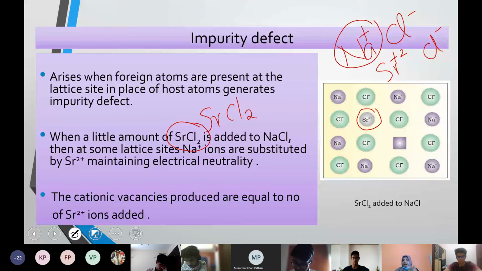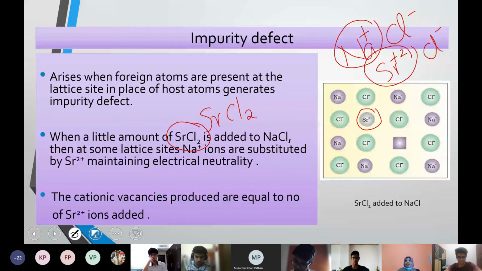That means a foreign atom or an ion is present in the lattice in place of the host atom or ion. Here Na plus is the positive cation that is supposed to be in a crystal of NaCl. In a perfect crystal of sodium chloride, you are supposed to see Na plus ions. But in place of Na plus ion, if you are seeing some other foreign ion like strontium, that is an impurity defect. But here you can see that the charge of Na plus and Sr2 plus is different. Na is +1 and strontium is +2.